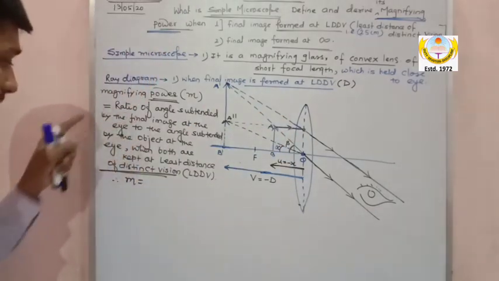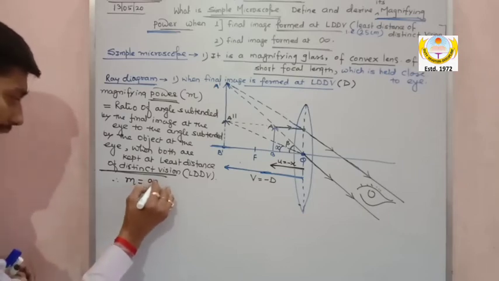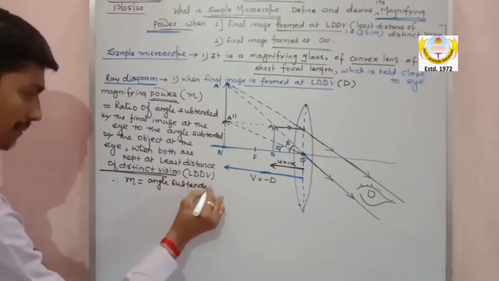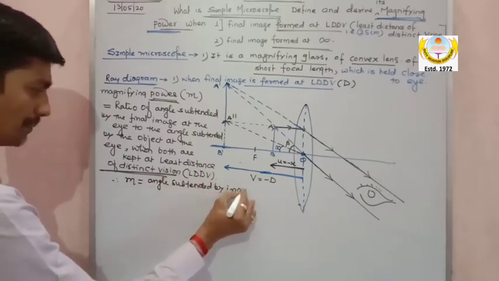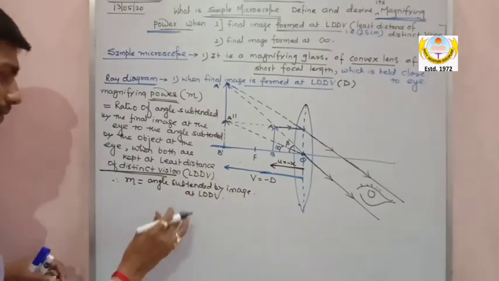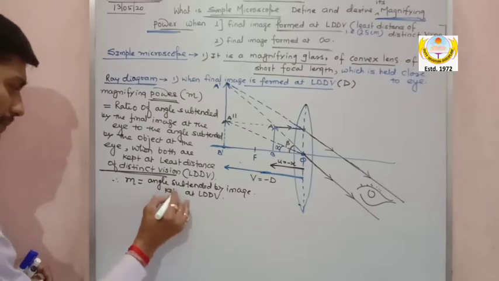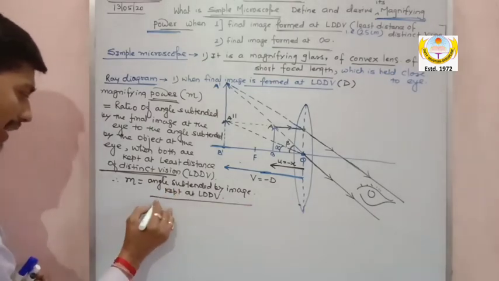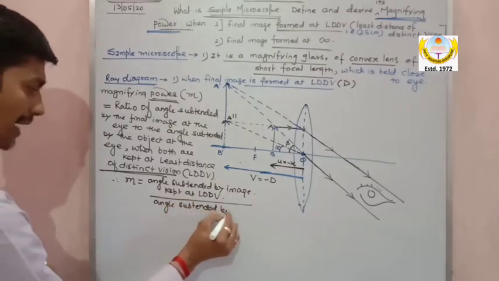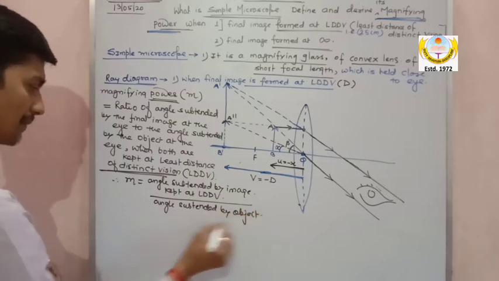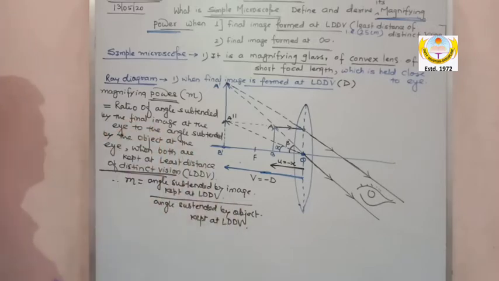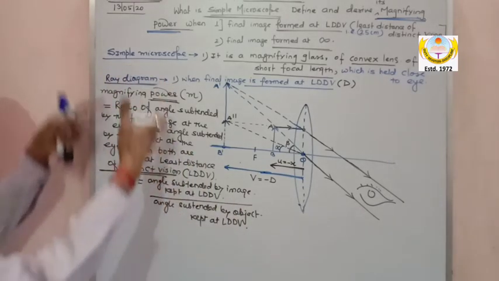Whenever we write, it is a ratio of the angle subtended by the image kept at LDDV to the angle subtended by the object kept at LDDV. Both are at LDDV, that is what my statement says.